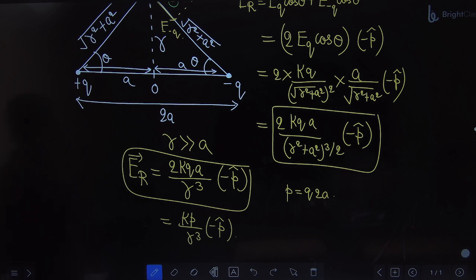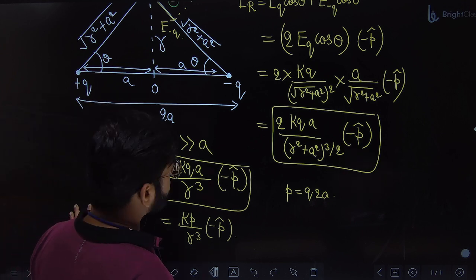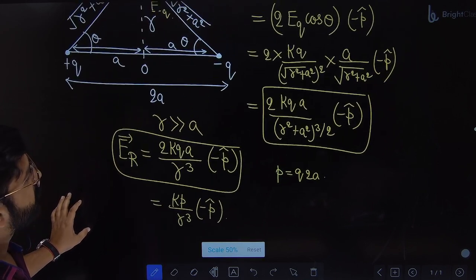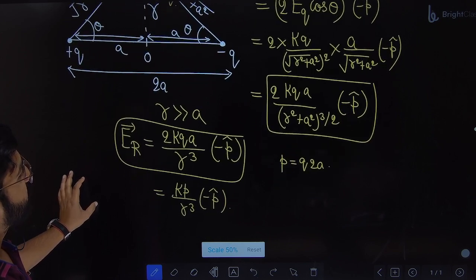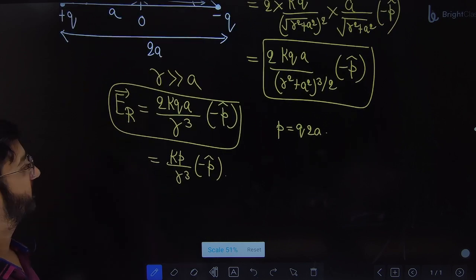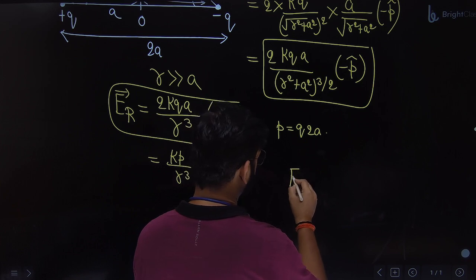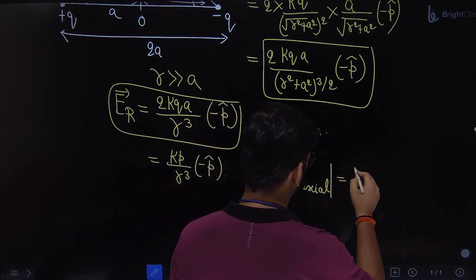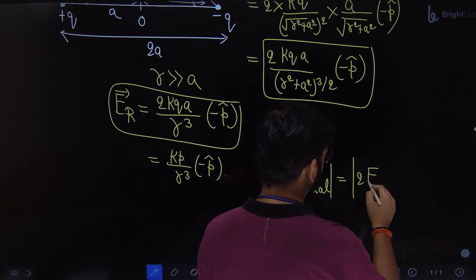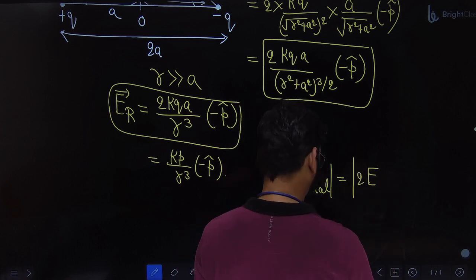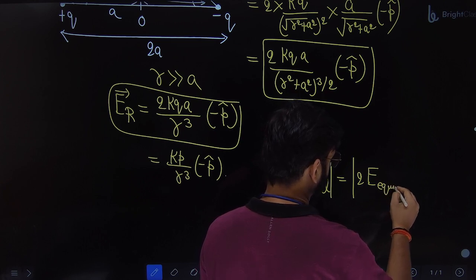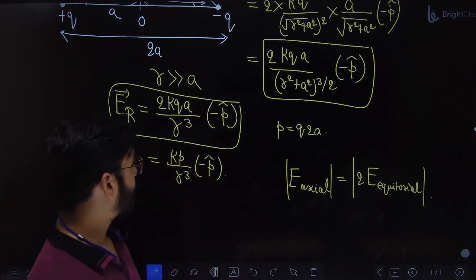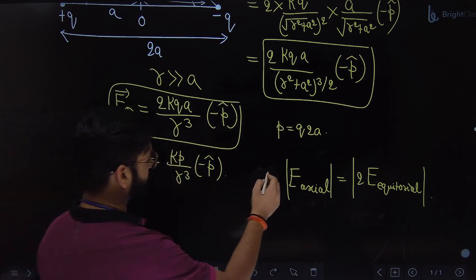Is it? Anything else? Any student want to clarify on any point regarding direction, taking components, angle? So you can write down: electric field on an axial point is basically 2 times the electric field on an equatorial point. And the direction is also opposite. Make a note of that.